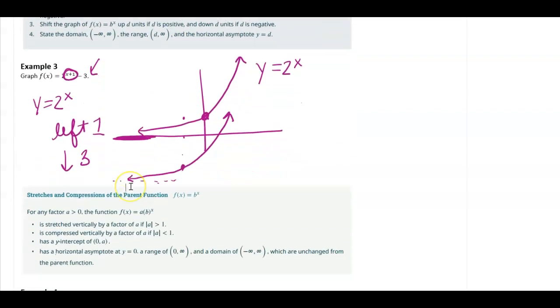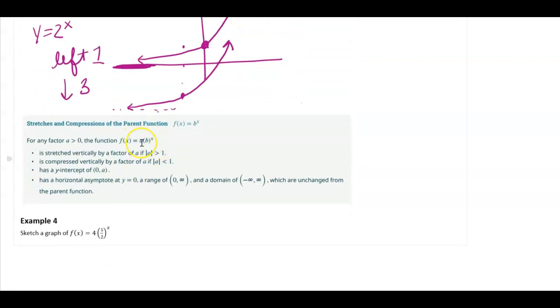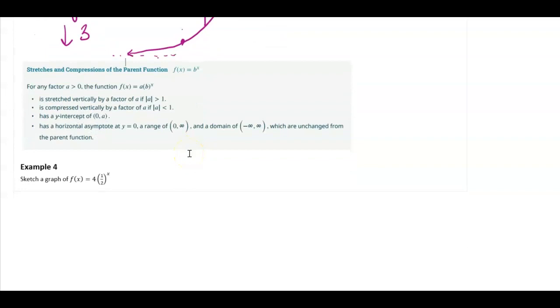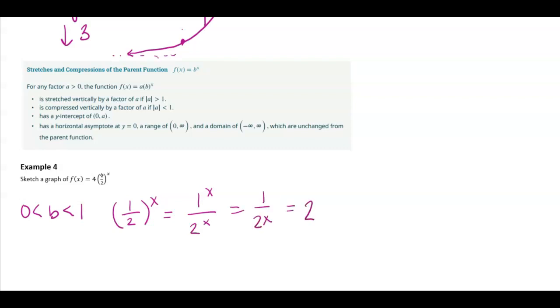Now stretches and compressions are going to be only done through a. One thing I want us to also look at in this case is when you do have a base that is between 0 and 1, that we can rewrite this as well. So if I had 1/2 to the power of x, another way to write that is 1 to the x over 2 to the x. Well, 1 to the x is always 1. And so I could write this as 2 to the negative x power.